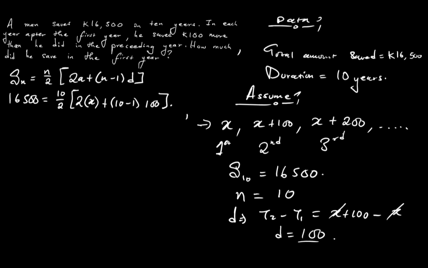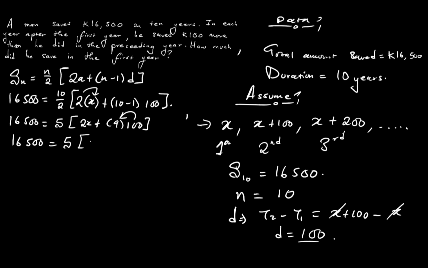So by doing so, we'll have 16,500 equals 10 divided by 2, that's 5. Then 2 times x will give you 2x, plus 9 times 100, so 100 multiplies the 9. So 16,500 is equal to 5, then you have 2x plus 900.